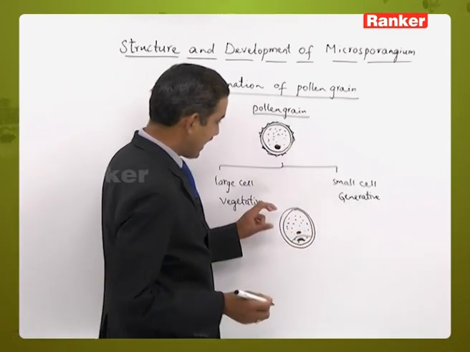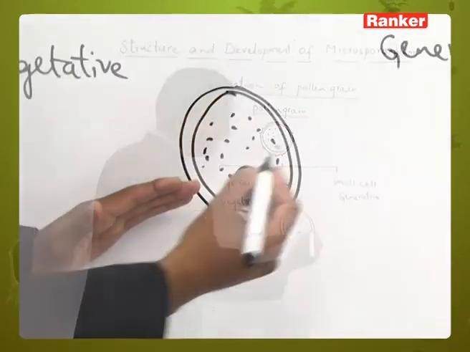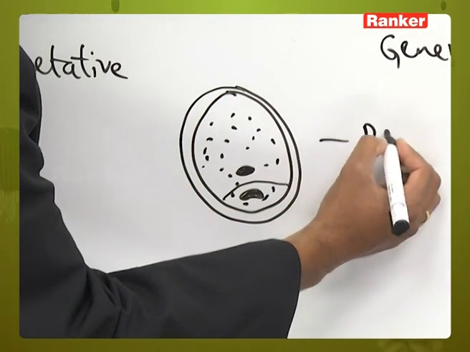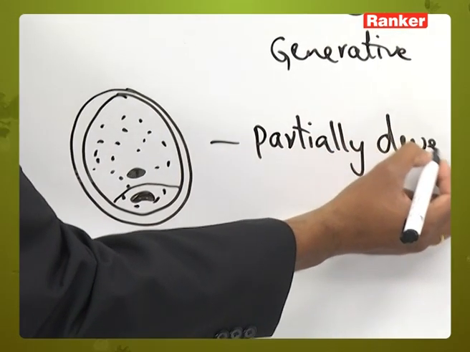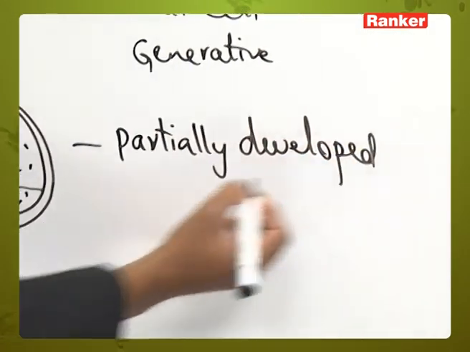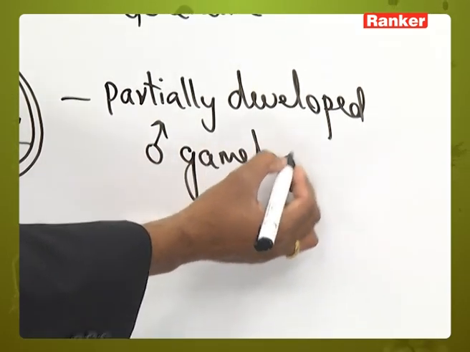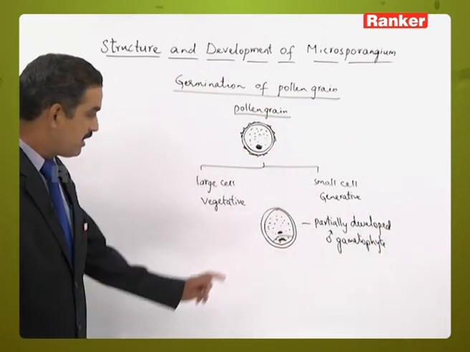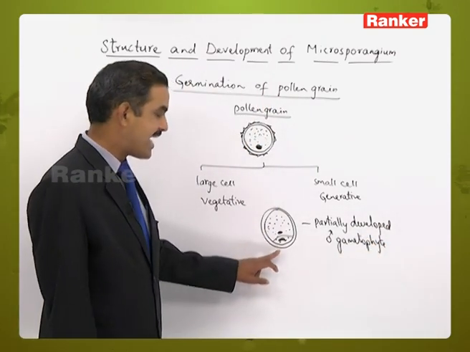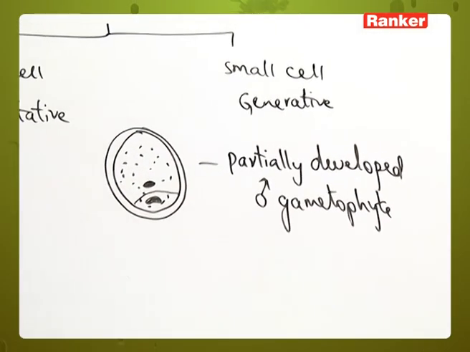So, here at this two-celled stage, the pollen grain is having two cells and we consider this as a partially developed male gametophyte. This stage is called the partially developed male gametophyte. And in the majority of angiosperms, the pollen grains are released at this stage, that is, at the two-celled stage they are released from the anther.